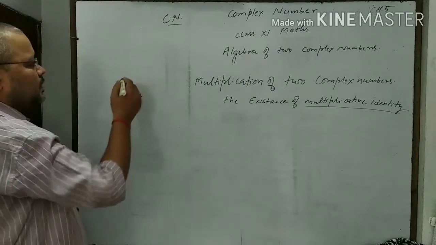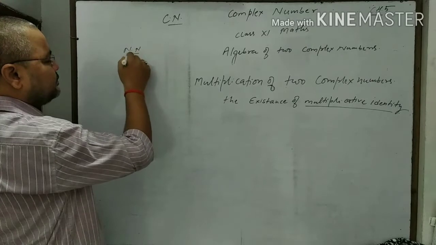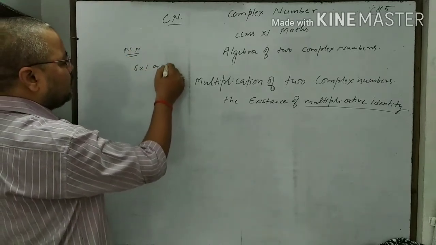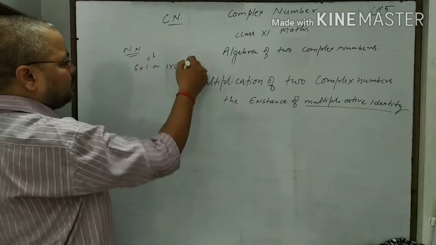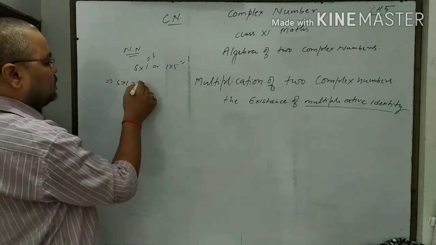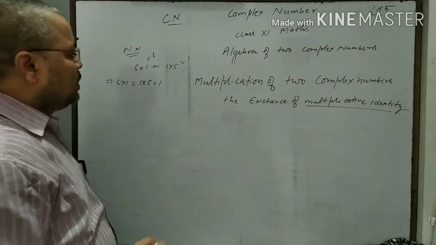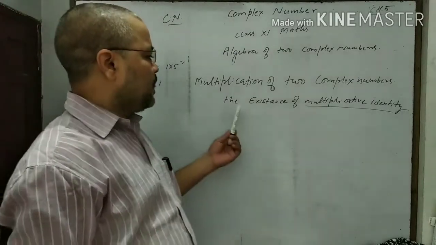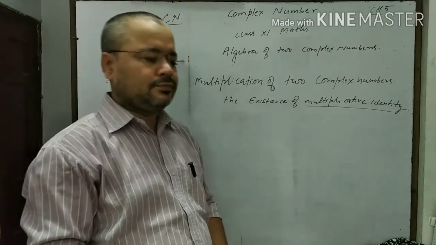For example, in natural numbers, if 5 is multiplied by 1 or 1 is multiplied by 5, in both cases we find 5. It means we can write 5 into 1 is equal to 1 into 5 is equal to 5. Similarly, we find the existence of multiplicative identity in complex numbers also.